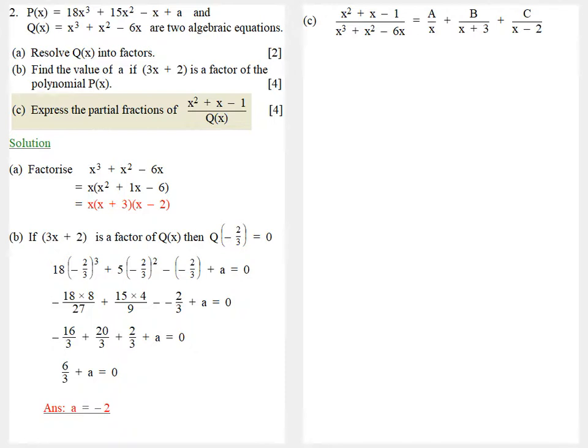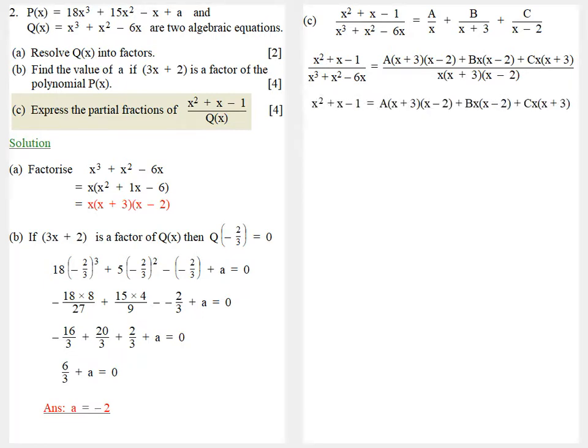Now if we put the right hand side over a common denominator, we get x squared plus x minus 1 over x cubed plus x squared minus 6x equals a into x plus 3 into x minus 2 plus b into x into x minus 2 plus c into x into x plus 3, all over x into x plus 3 into x minus 2. Now the bottoms are the same, and so that means the tops, the numerators, are the same. So x squared plus x minus 1 equals a into x plus 3 into x minus 2 plus bx into x minus 2 plus cx into x plus 3.